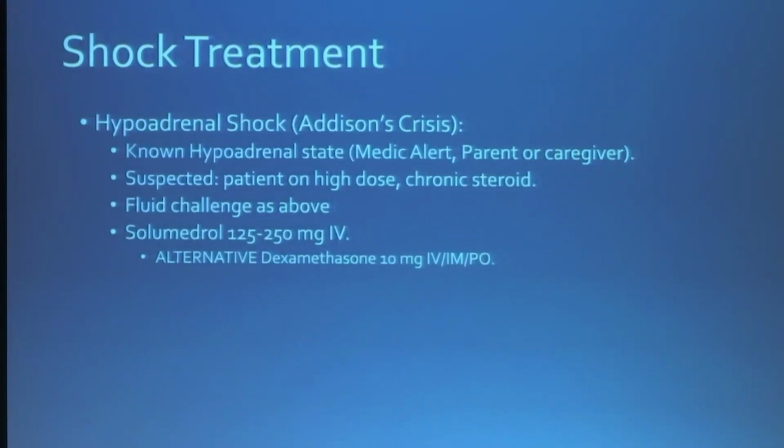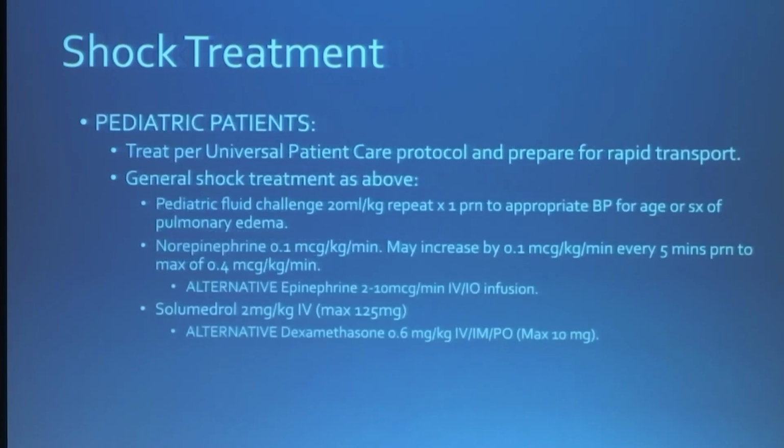Hypoadrenal shock, Addison's crisis. Fluid challenge. Solu-Medrol 125 to 250, so about double your normal dose. If we run out of Solu-Medrol, we have orders for the dexamethasone, Decadron, 10 milligrams. And a child with Solu-Medrol, 2 milligrams per kilo. You can double that if it's not going to hurt them at all.